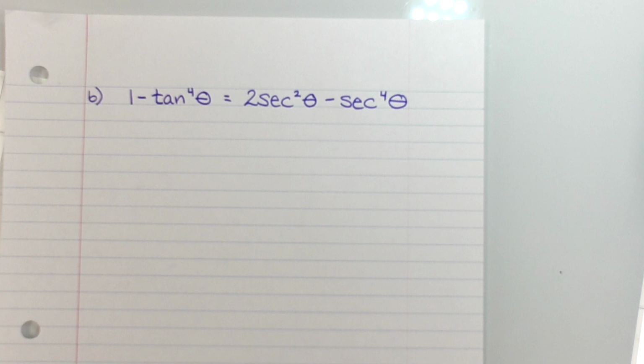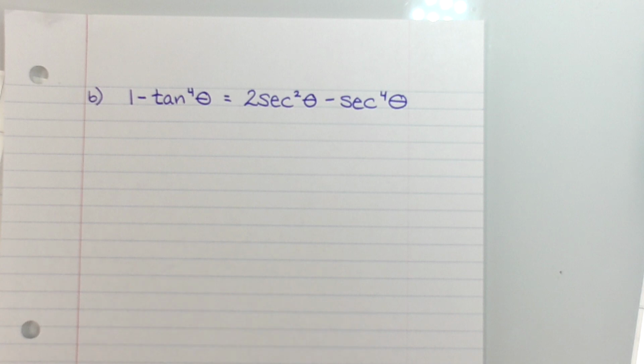Okay, 1 minus tangent to the 4th theta is equal to 2 secant squared minus secant to the 4th theta. Lane, thoughts on where we could start? I know, this one's not as obvious on where to start. What are you noticing?